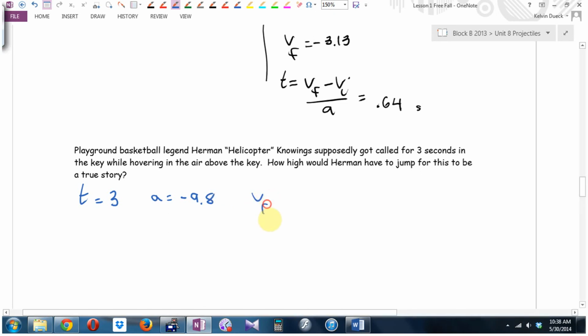I know at the top, oh, wait a minute. If I let the top be 0, what do I really want the time to be? No. 1.5, right? What goes up must come down. So if I let V final be 0, I'll let this be 1.5 seconds. That's how long it took him to get to the top, and he would have taken the same amount of time to get back down. I want that.